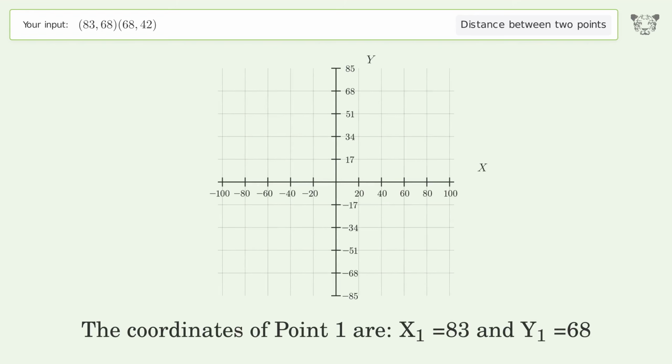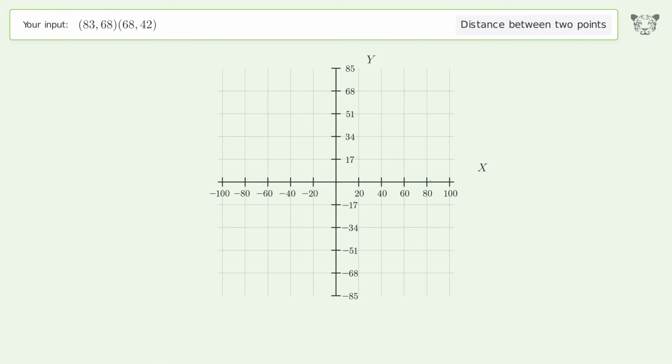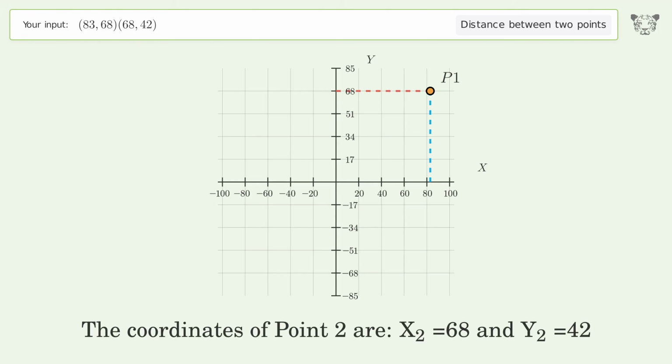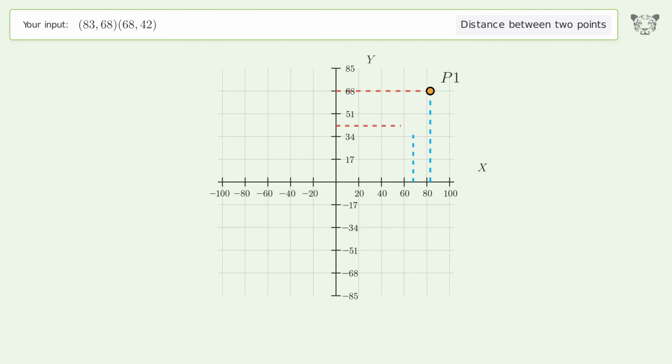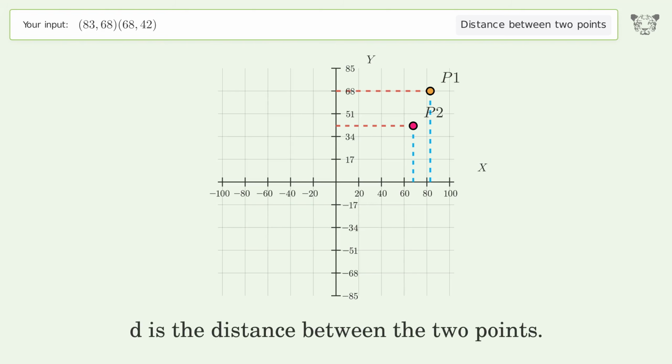The coordinates of point 1 are x1 equals 83 and y1 equals 68. The coordinates of point 2 are x2 equals 68 and y2 equals 42. D is the distance between the 2 points.